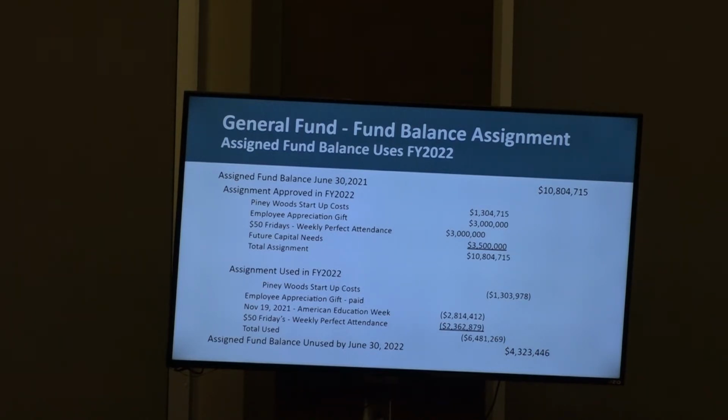Y'all talked about a little bit earlier that y'all wanted to assign 3.5 million to Irmo High School, so that has been approved.